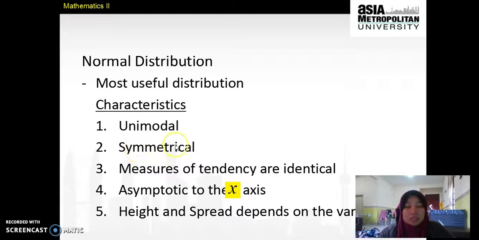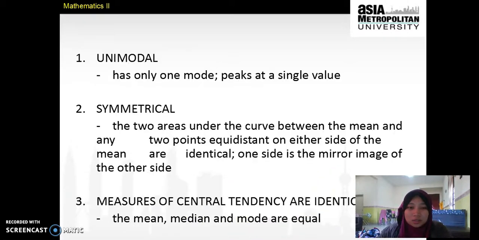Okay, it is symmetrical. What is symmetrical? Symmetrical is something that, if you fold the paper, it will be the same thing. It looks the same. That is called symmetrical. And the measures of central tendency are identical, and it is asymptotic to the x-axis. Its height and spread depend on the variation. Okay, we will have a look at these few characteristics of normal distribution.